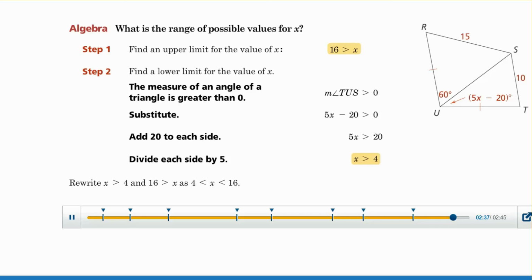Rewrite x is greater than 4 and 16 is greater than x, as 4 is less than x, which is less than 16. Which means that for that angle to fall between 0 degrees and 60 degrees, the value of x has to be between 4 and 16. You'll have a couple of these kind of problems in your Math Excel homework, so when you hit those in Excel, if you're not sure what to do, you can always come back to this part of the video and rewatch it.